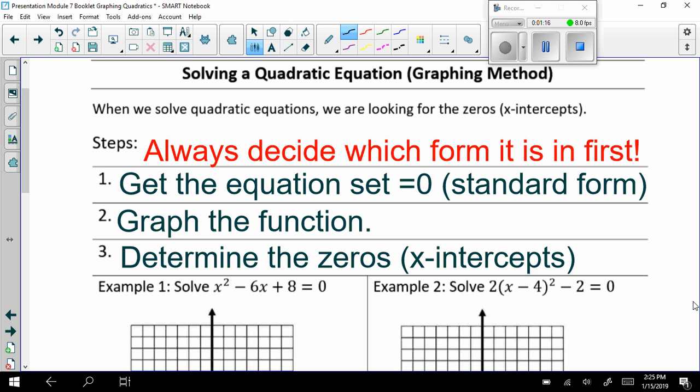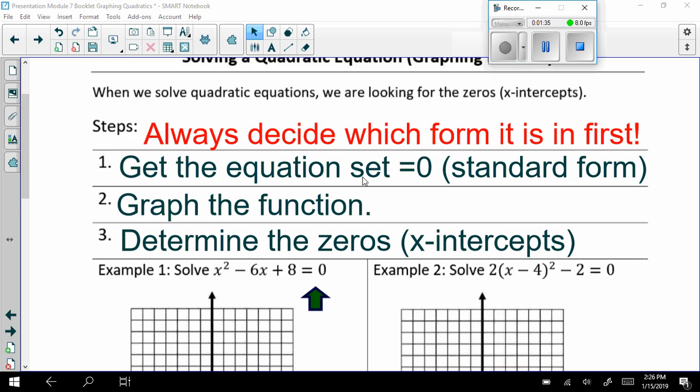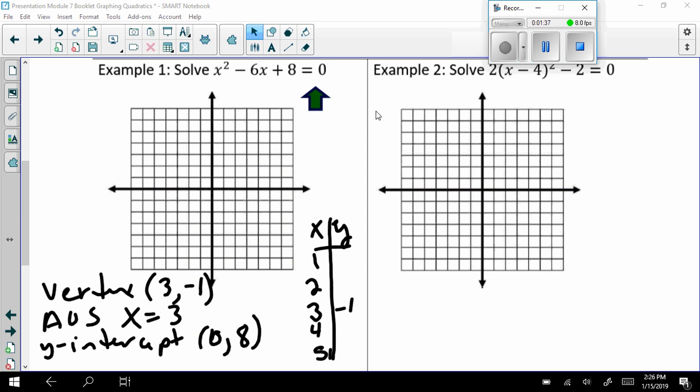So example 1 is definitely standard form, x squared minus 6x plus 8 equals 0. I am already equal to 0, so I'm okay there. And when I am in standard form, I want to start by finding my vertex. So I'm going to do negative b over 2a. I'm going to plug that in to find my y value, and I'm going to use that information to do my table of values. So I already did a lot of that for us.